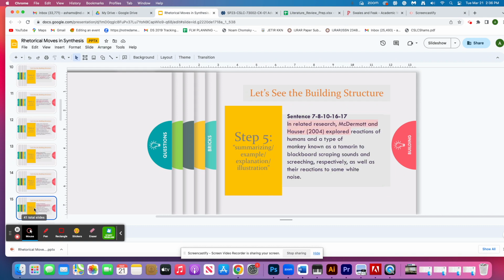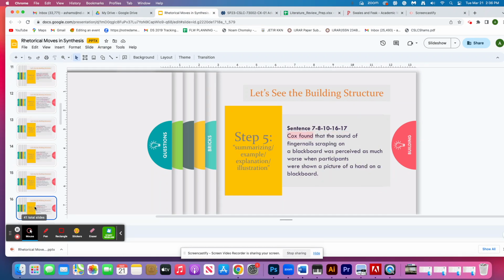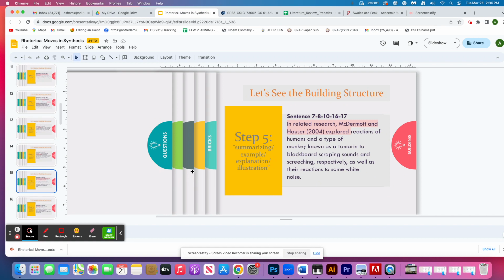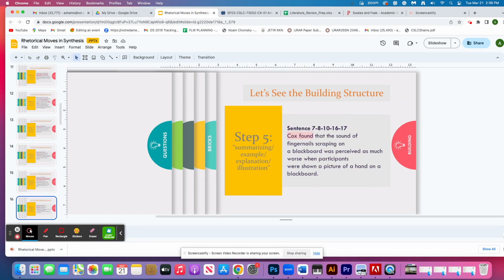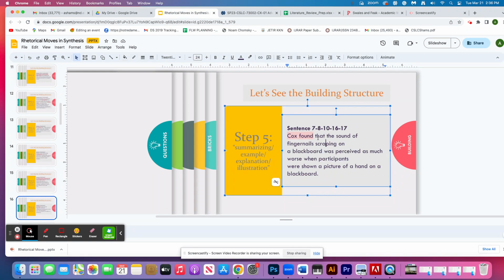What's the next example? In related research, McDermott and Hauser explored reactions. So explored. So this is also the writer summarizing McDermott's paper in one sentence, right? And when we are summarizing, we are maybe explaining some certain point, or maybe giving an example. Cox found that, that's also the same, step 5, the sound of fingernails.